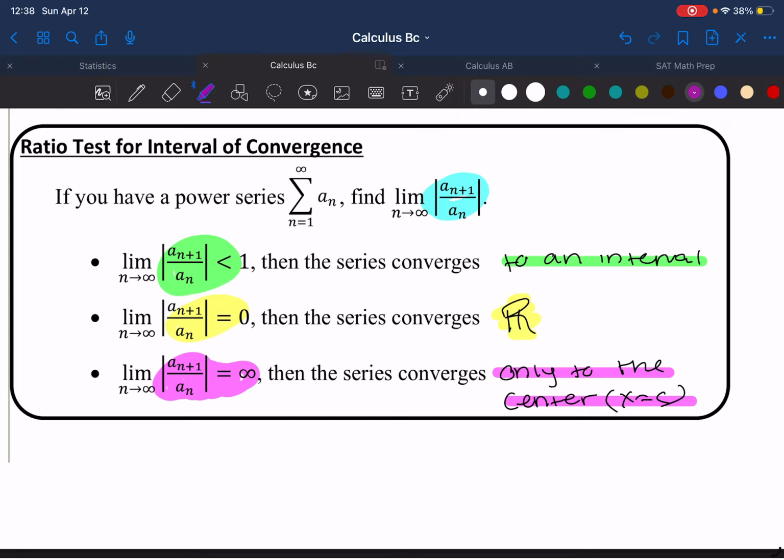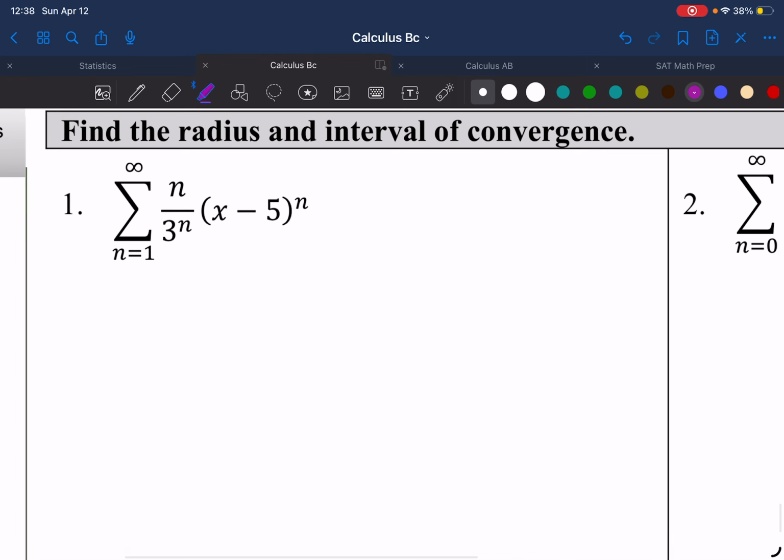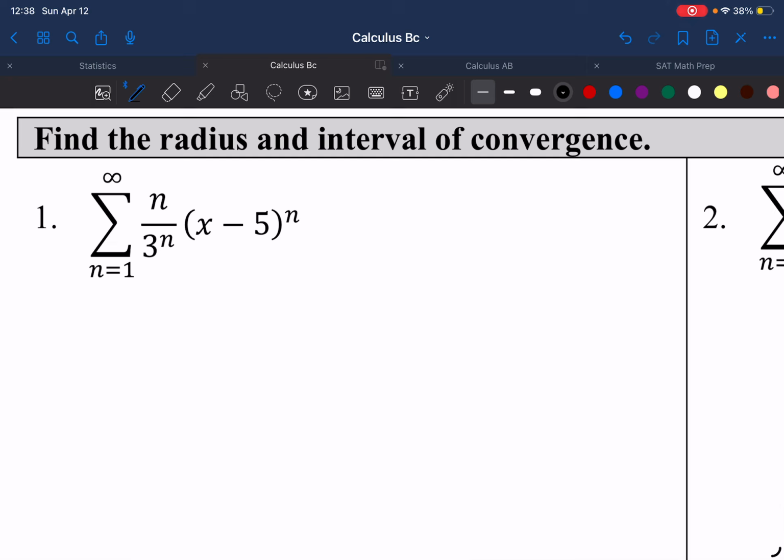Okay, and then there are specific qualifications for it to see if it converges to an interval, the center, or all real numbers. And so we're going to use the ratio test to find the radius and the interval of convergence. So let's start with number 1. Number 1, we have the summation of n equals 1 to infinity of n over 3 to the power of n times x minus 5 to the n power. So remember, with the ratio test, we need to do a sub n plus 1 and divide it by a sub n.